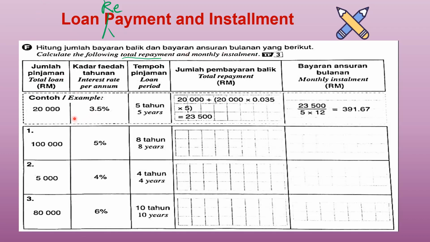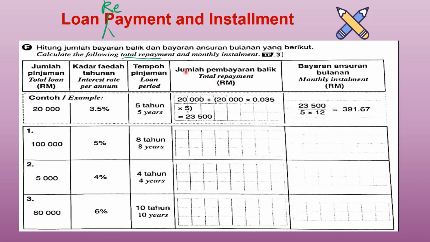So look at the example. So the total loan is 20,000, meaning you borrow 20,000 from the bank. So it means a loan. So 20,000, and the bank charge you interest rate per year 3.5%, and the loan period is 5 years, meaning you must pay within this period, 5 years.